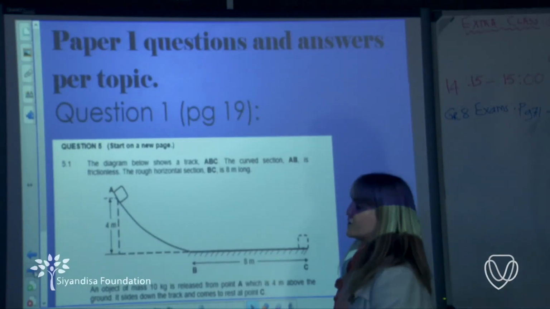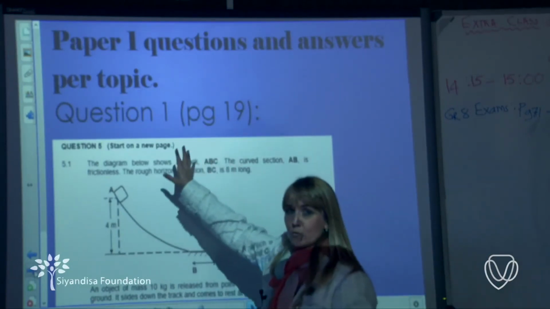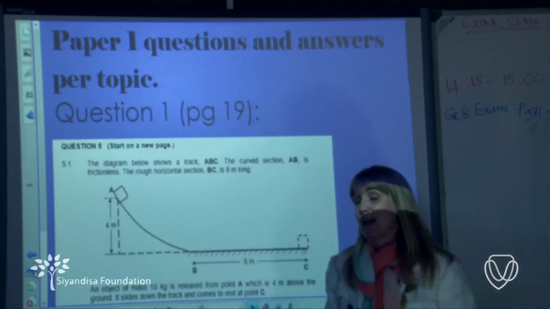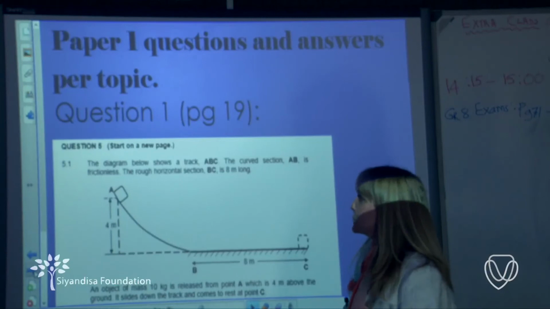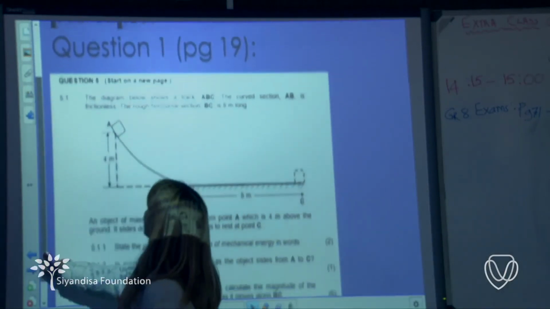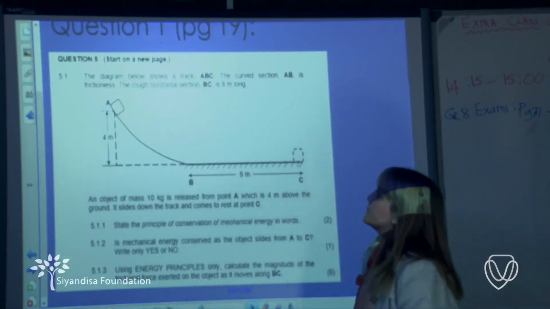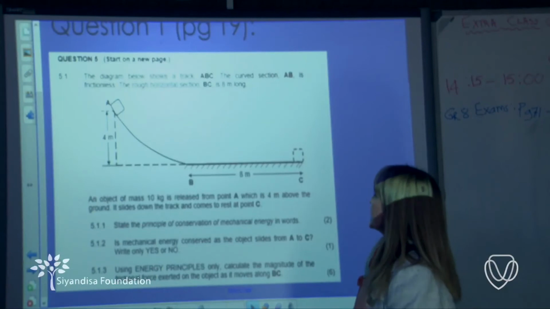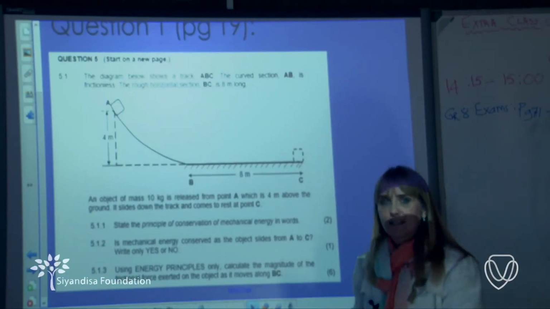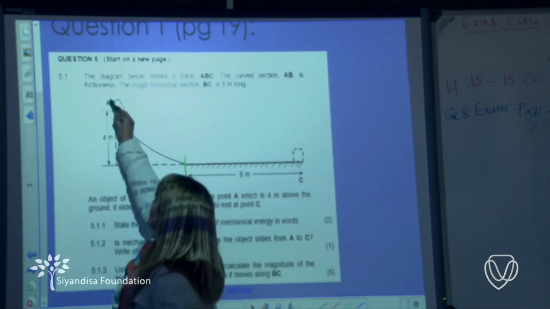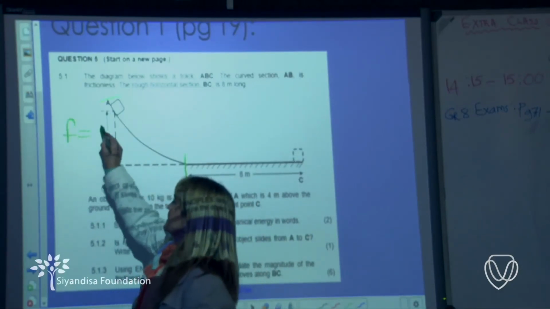All right, so this is on page 19. I know it says question 1 in your book. Mine says question 5 because I've taken it from the original exam that it appeared in. Right, but it is question 1 on page 19. And the question says as follows. The diagram shows a track ABC. The curved section AB is frictionless. So in other words, between A and B, friction is equal to 0.